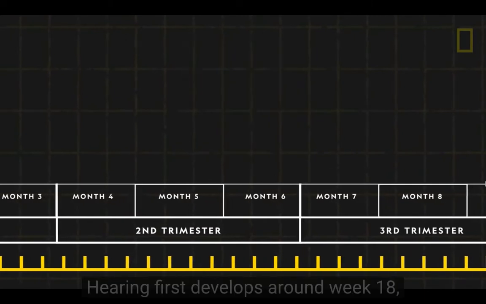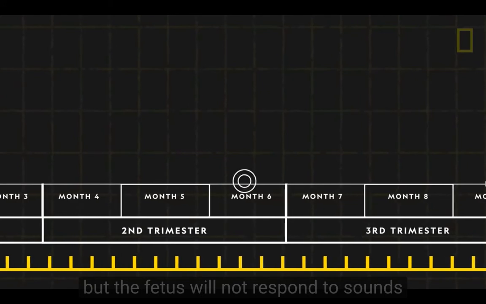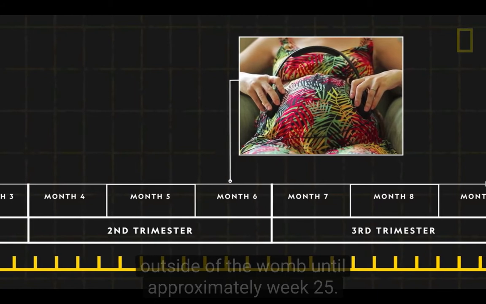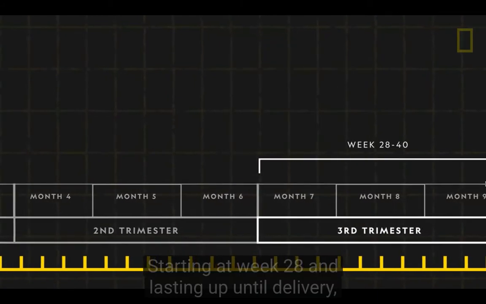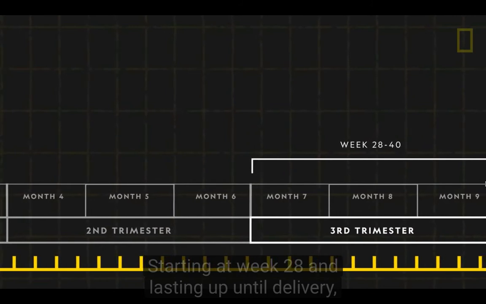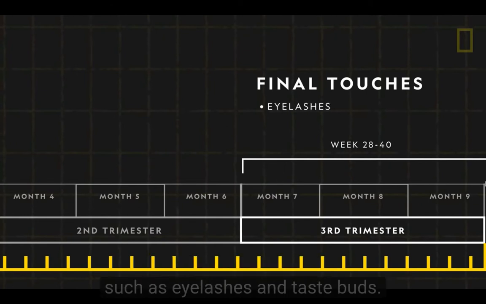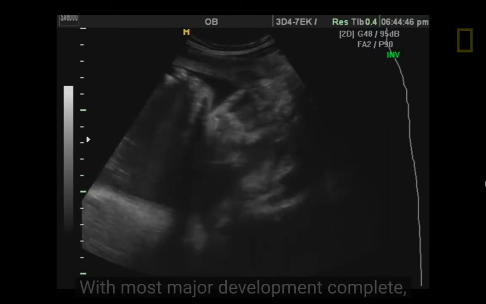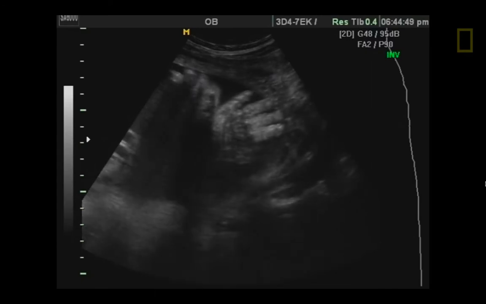Hearing first develops around week 18, but the fetus will not respond to sounds outside of the womb until approximately week 25. Starting at week 28 and lasting up until delivery, the third trimester is a time for final touches such as eyelashes and taste buds. With most major development complete, the fetus will gain nearly half a pound a week.